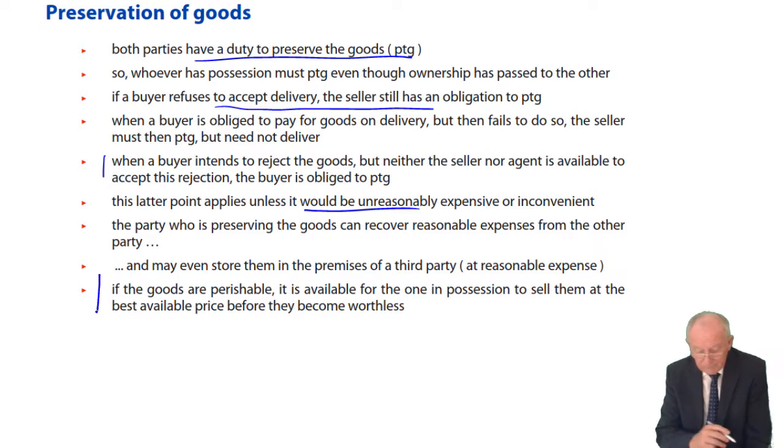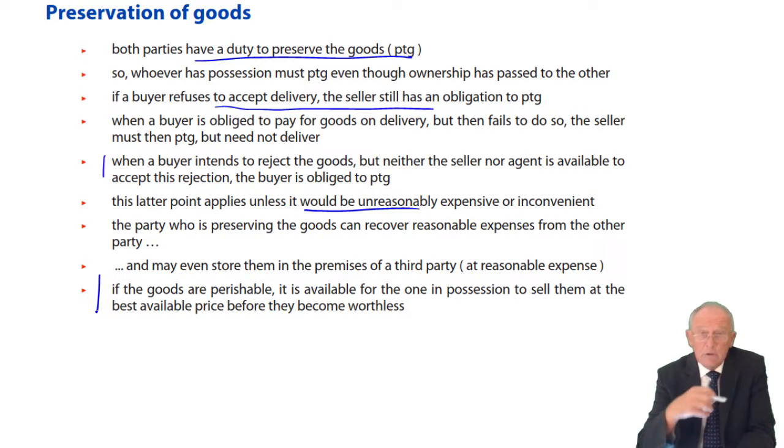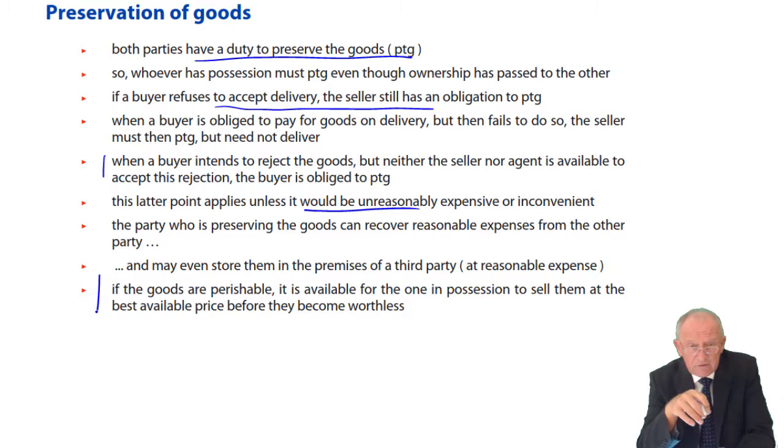If goods are perishable, say I deliver 3 tons of tomatoes and you're rejecting them for whatever reason, these are perishable. If I'm not available and my carrier has already left, then over a period, not a particularly long period, these goods will perish and become totally worthless. So you have the right, or equally the seller has the right, if you've rejected them and they're still in my possession, to sell them for whatever money I can get in order to mitigate my loss.